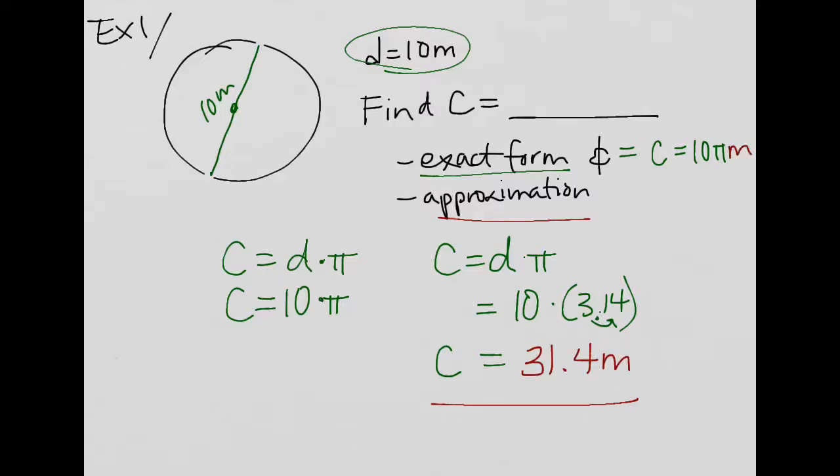I suppose we need meters up here also. We have to have our units, and because the circumference is the distance around, we aren't going to square this. We're just going to leave it as meters. Okay, what if we did need to find the area? Let's go ahead and find the area also.